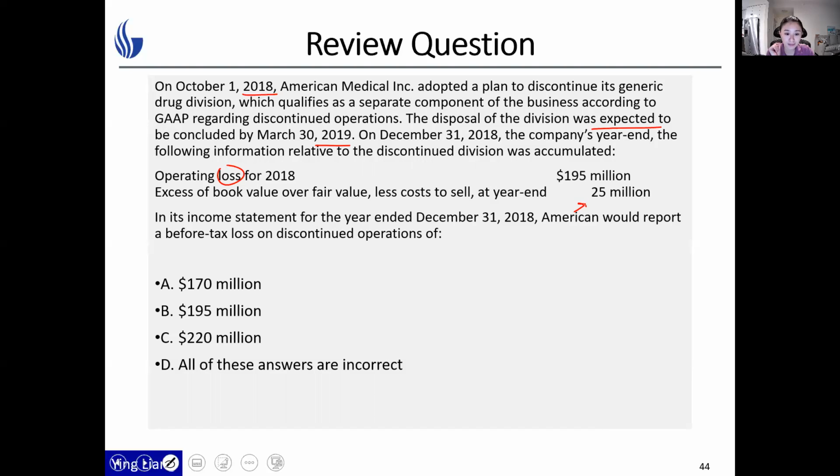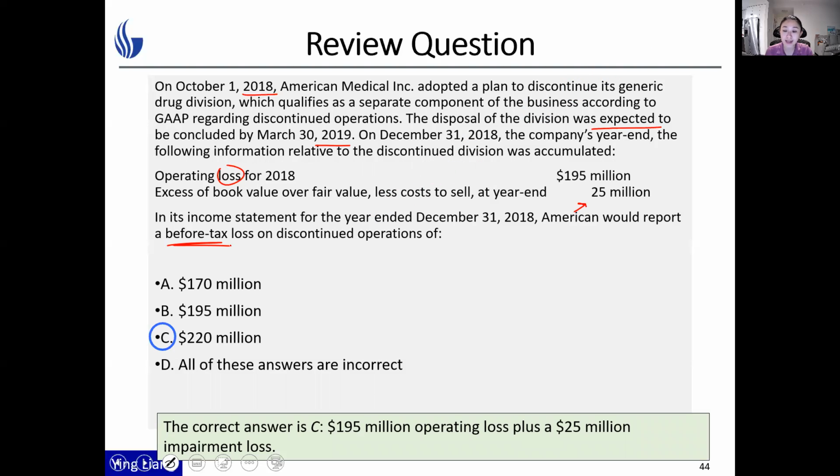In its income statement for the year ended in 2018, what would the company report as a before tax loss on discontinued operations? The answer is 220. It is simply using 195 plus 25, right? Look at the question. It is a before tax total loss. Number 1 is the operating loss. The other is the impairment loss. Impairment loss is due to we have a higher book value than the fair value.